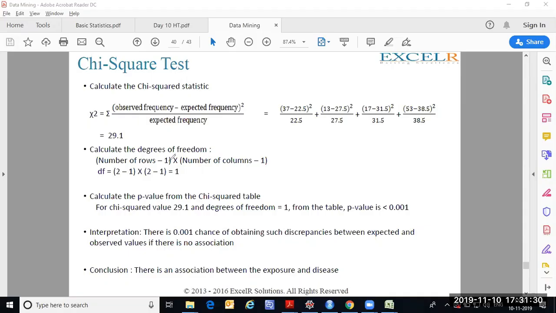Calculating the degrees of freedom. Even in the chi-square, we take the degrees of freedom into consideration. It is the number of rows minus 1 times the number of columns minus 1. It's a 2 by 2 matrix, right? So 2 minus 1 times 2 minus 1, that is 1.